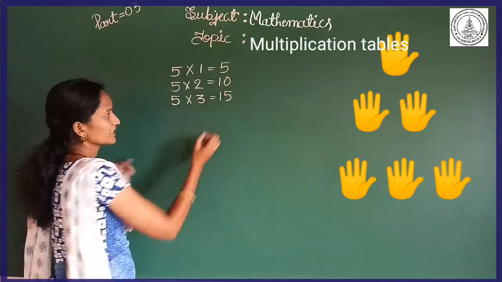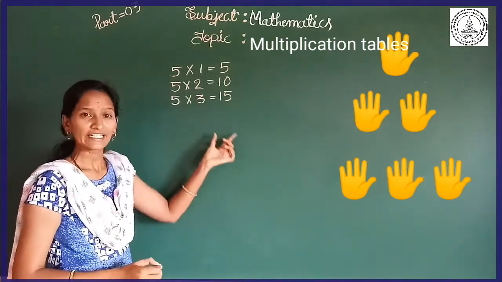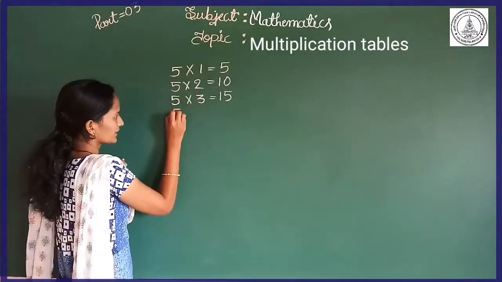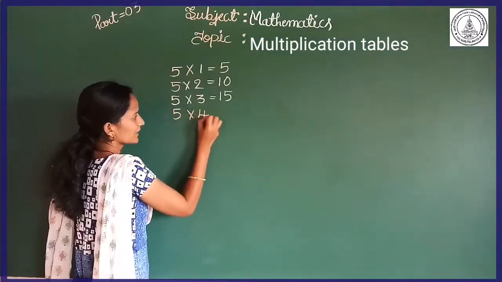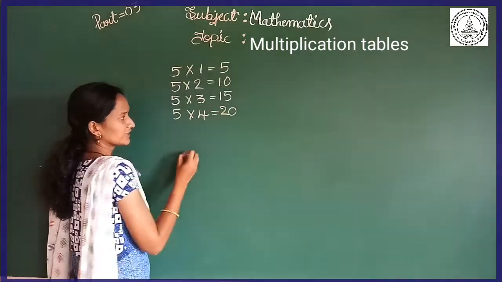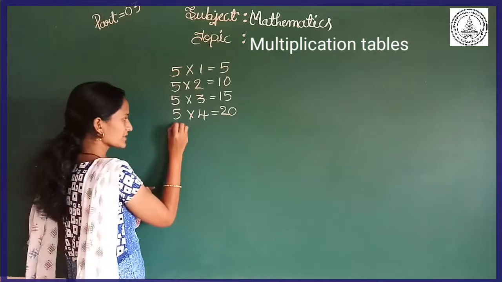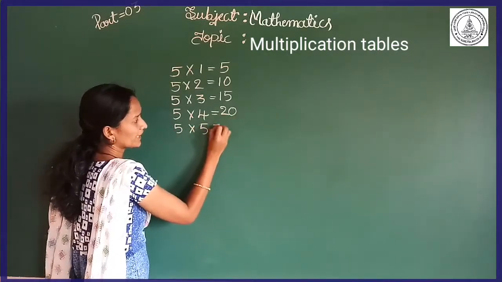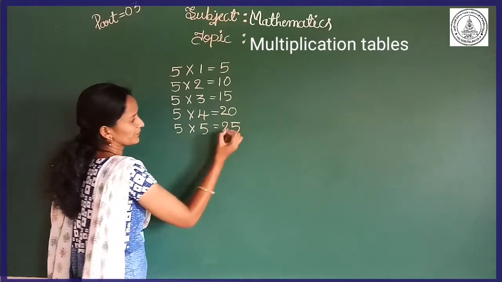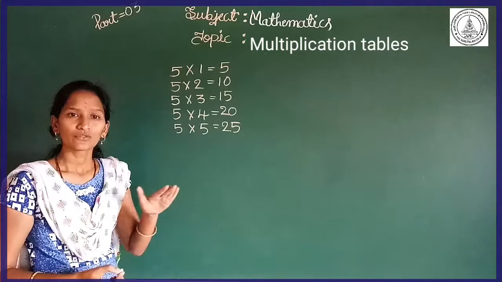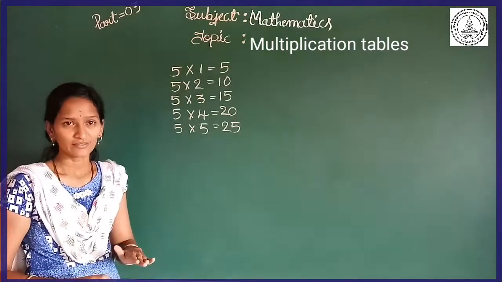So it is very easy. The value goes on increasing by 5. Next, for 4 hands, 15 plus 5, it is 20. The next, for 5 hands, 20 plus 5, it is 25. Next, 30, 35, 40, 45, like that.